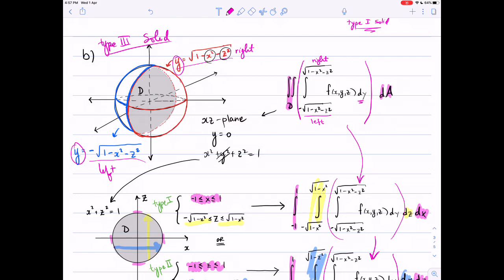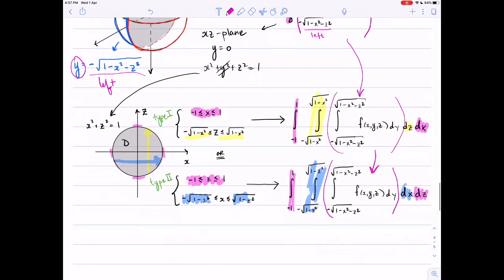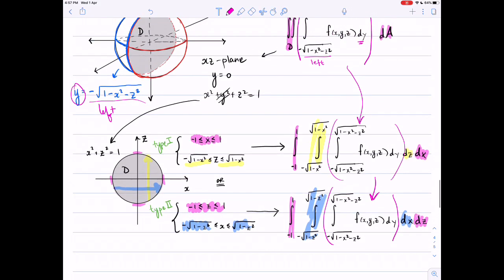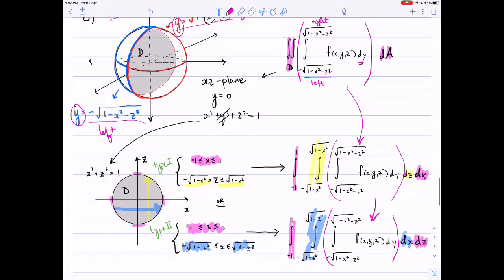There would be two more ways of doing this, right? We could do this as a type 2 solid, but one, the question doesn't ask, and two, I think you probably get the point of this now, but there are 6 ways total of expressing these kinds of triple integrals over a solid.